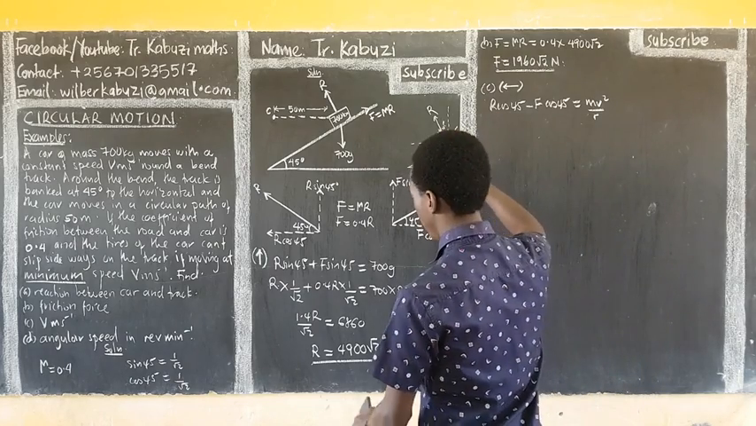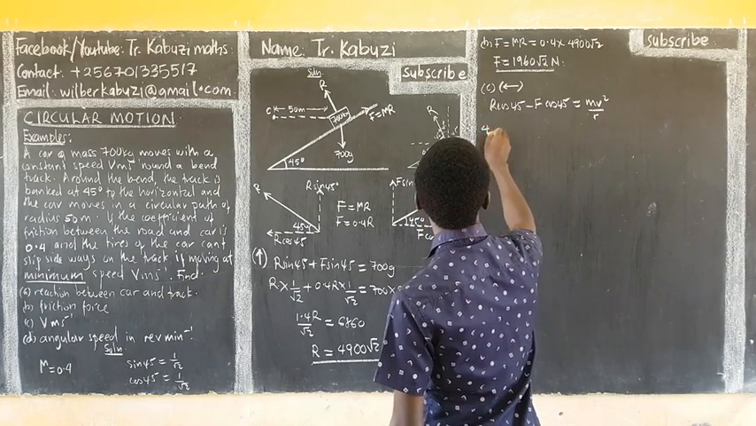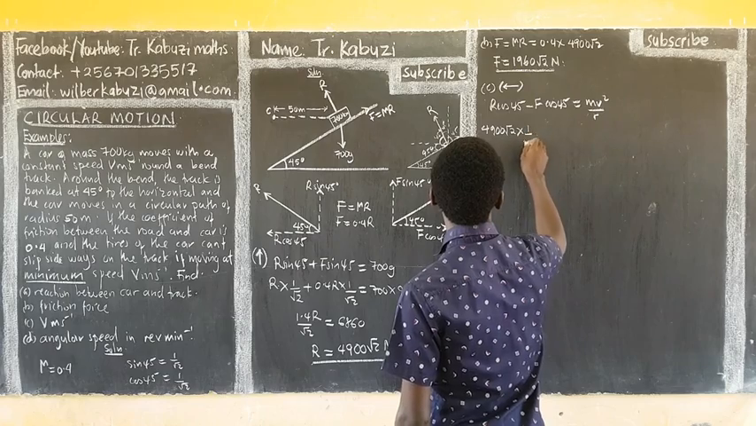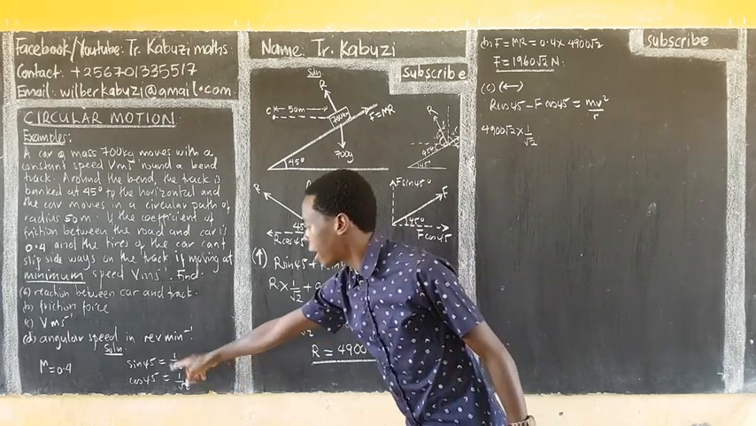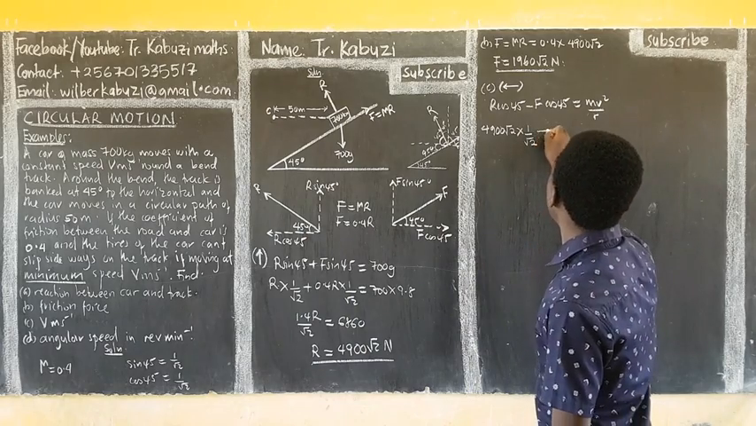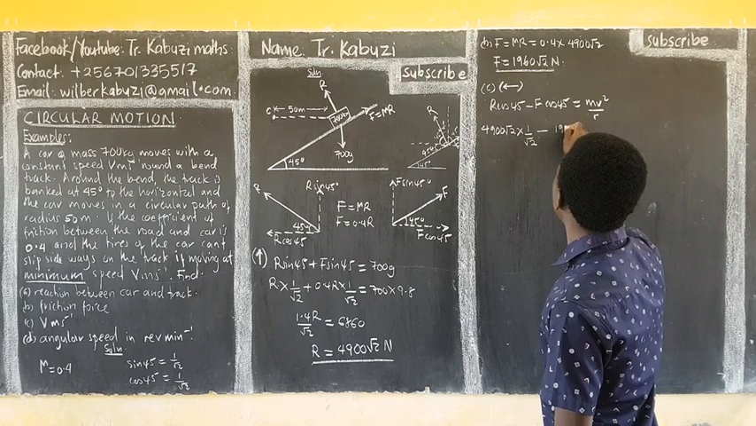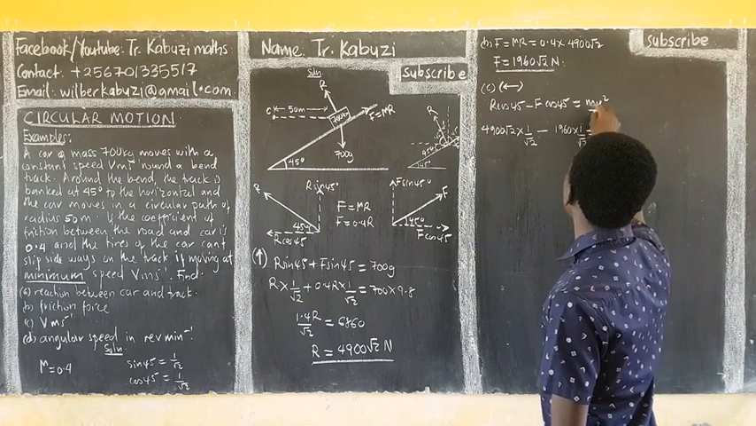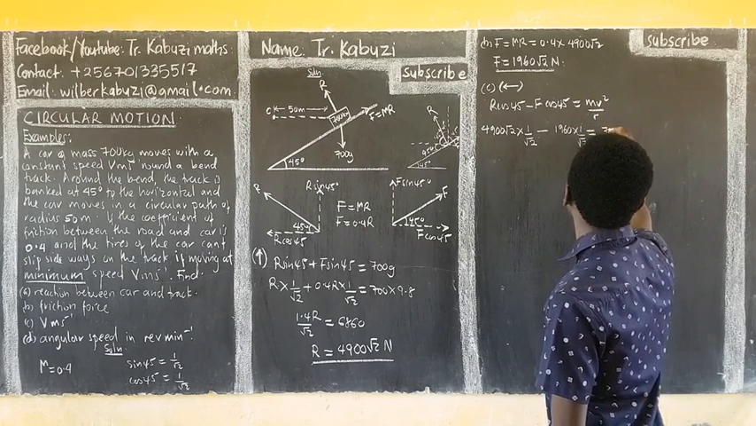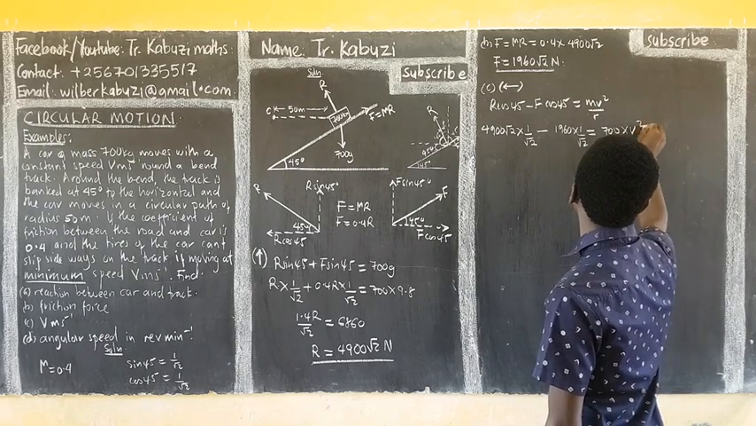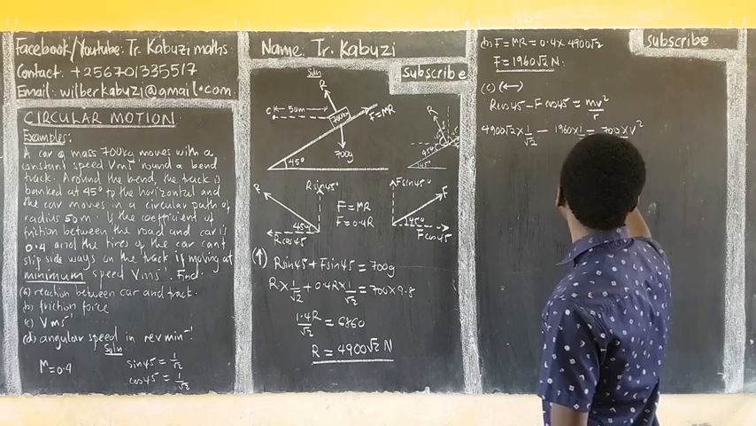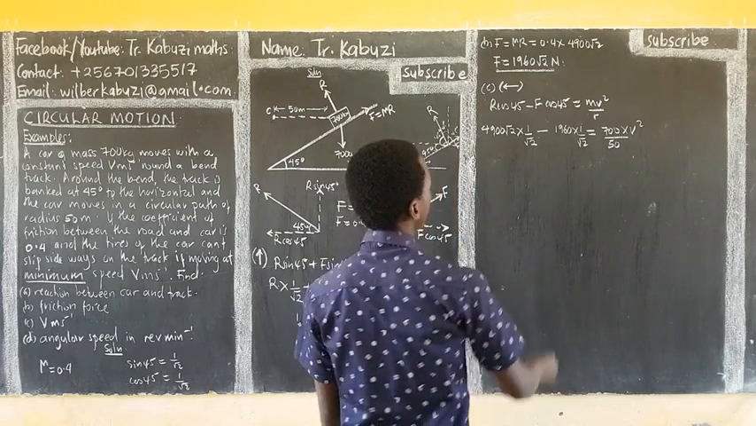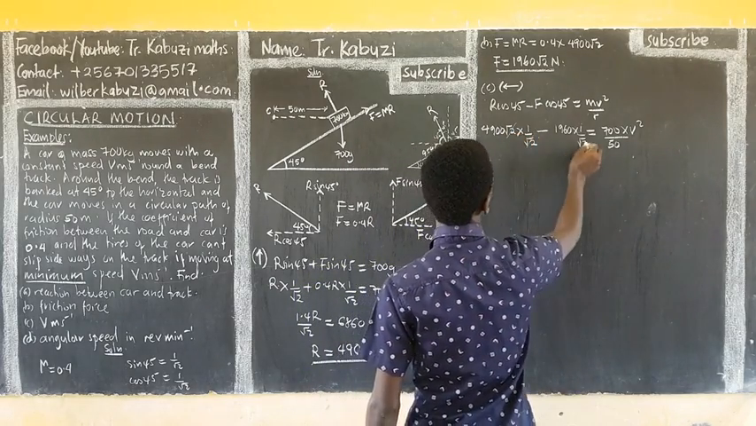So our r is here as 4900 root 2 times cos 45. From here, those are special angles, then minus F, which is 196 times 1 over root 2, equal to my mass, which is 700 times v squared, which you are looking for, divided by 50. So now, you see this one, it's going to simplify this.